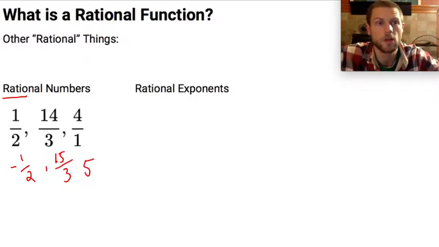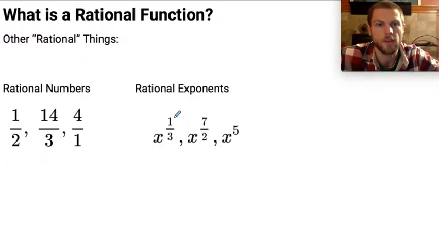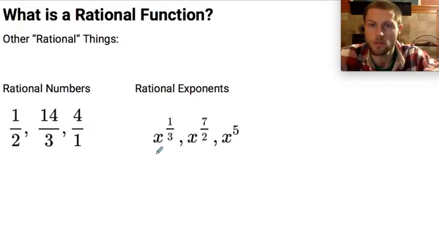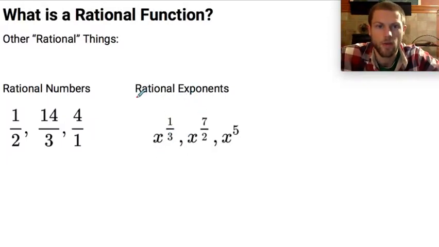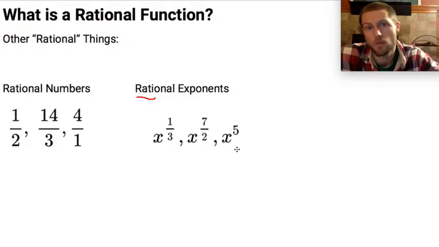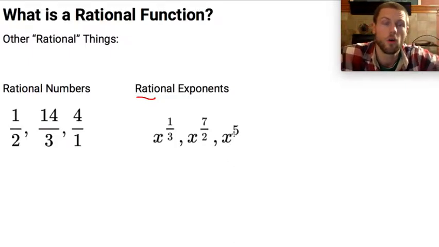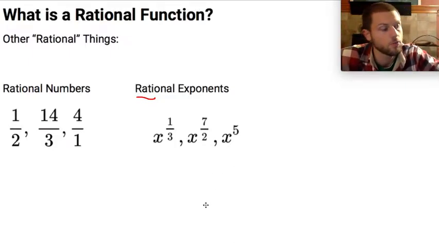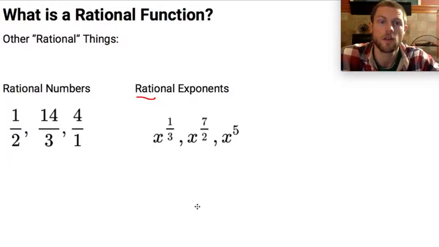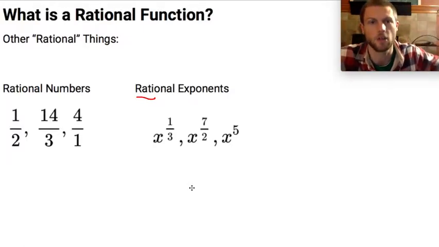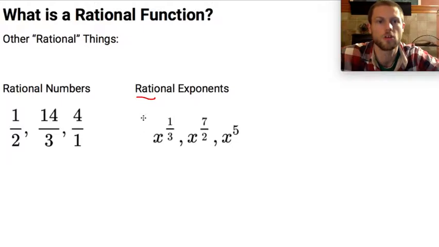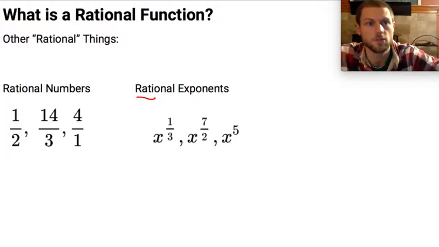Rational exponents are exponents that have rational numbers as exponents. So here you'll notice that we have a ratio appearing in the exponent. This would be a rational exponent. Other rational things might include saving money for college, or, I don't know, studying before math tests. But these are all different types of rational things. For the math world, these are two examples of rational things that you've seen so far.